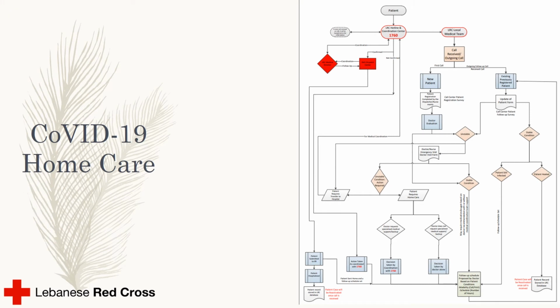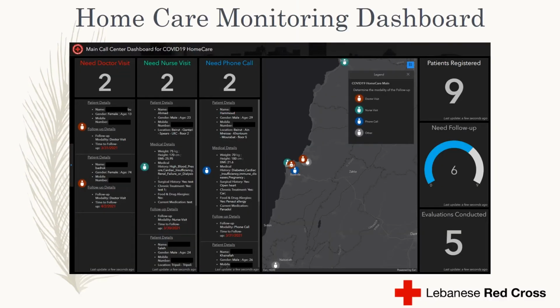Thank you, Kassem. For the COVID-19 home care solution, we have allocated multiple health centers to provide healthcare support by visiting COVID-19 cases at their houses. For that, we have built a very complex workflow using Survey123 for reporting and dashboards for monitoring. Each center is able to monitor all of the cases that need a doctor visit, a nurse visit, or a follow-up call.